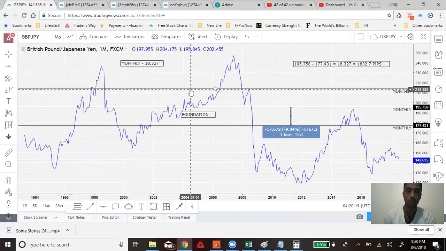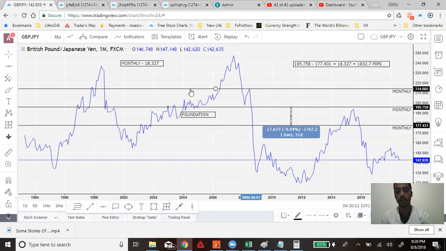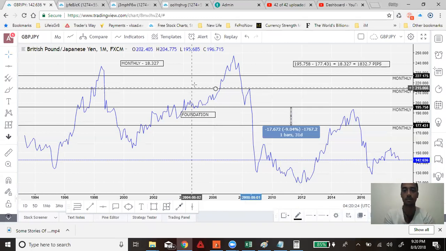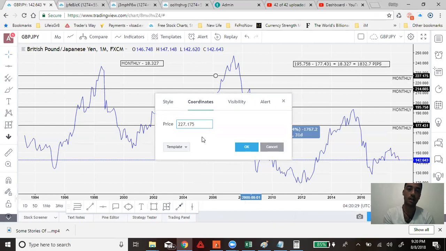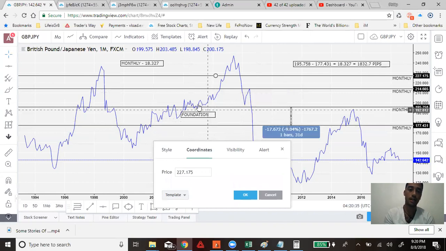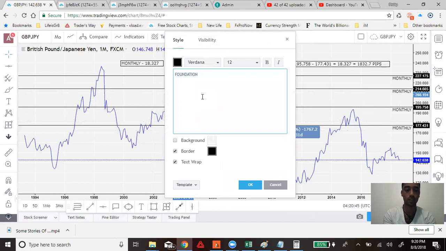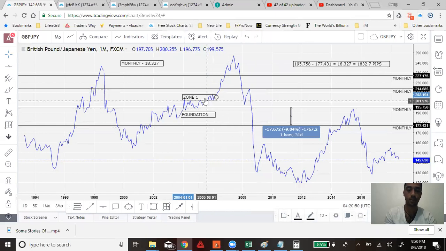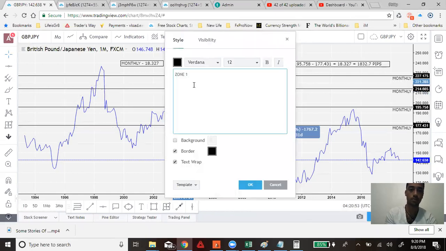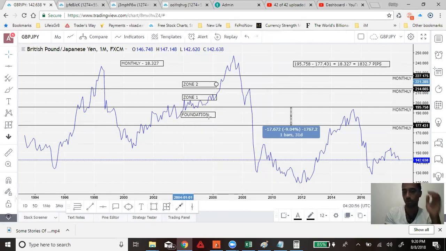So now I'm going to click this, copy, paste, and it'll make a new line. And then I'm going to change this price to move it to be at the same range as this foundation and this zone 1. Call it zone 1, and we're going to make zone 2.